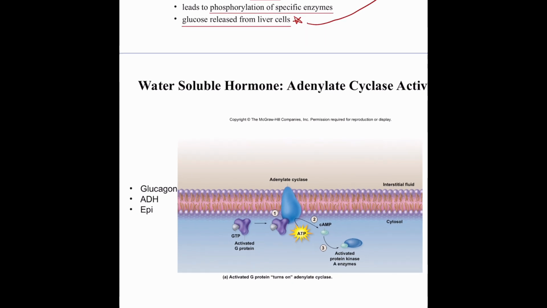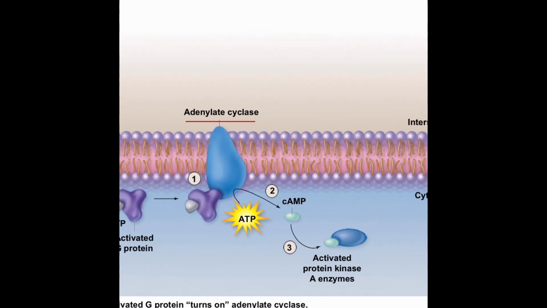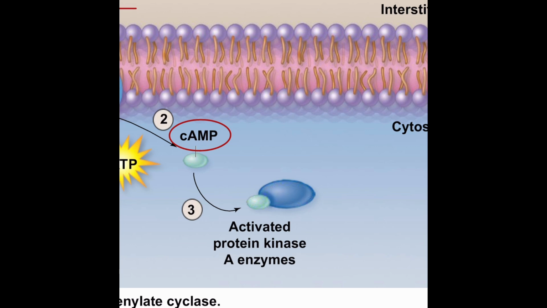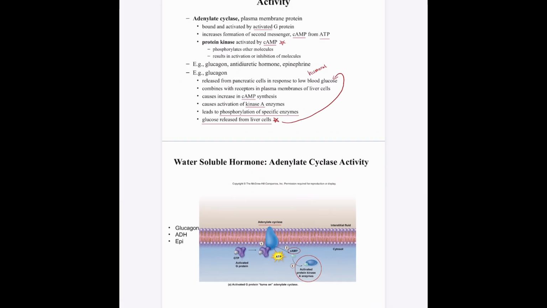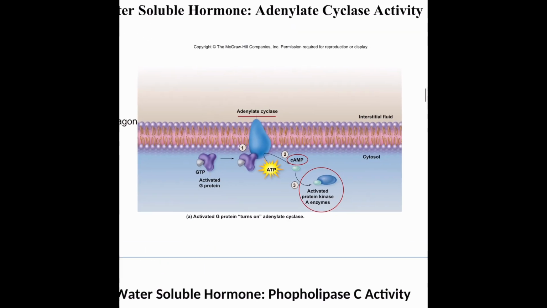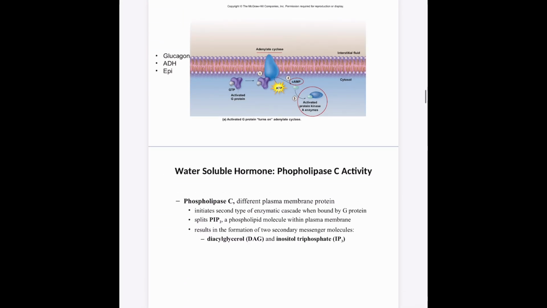So then the GTP-activated G protein goes to adenylate cyclase, right? Then this activation activates the synthesis of cAMP, cyclic adenosine monophosphate, and this will activate protein kinase A enzymes. And in the glucagon example, it leads to phosphorylation of specific enzymes, right? And we will then have the glucose released from the liver cells. So that was all that we needed to do to get to that.